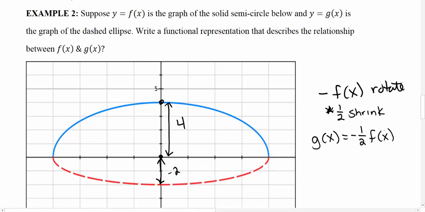The other thing we could have done is talk about what happened to g of x to get to f of x. So we still have that rotation. We have to rotate it no matter which one we're talking about. But if we're starting with g of x and trying to get to f of x, we would need to multiply everything by 2. So f of x is -2 times g of x. Either one of these relationships will describe perfectly what's happening between these two functions.